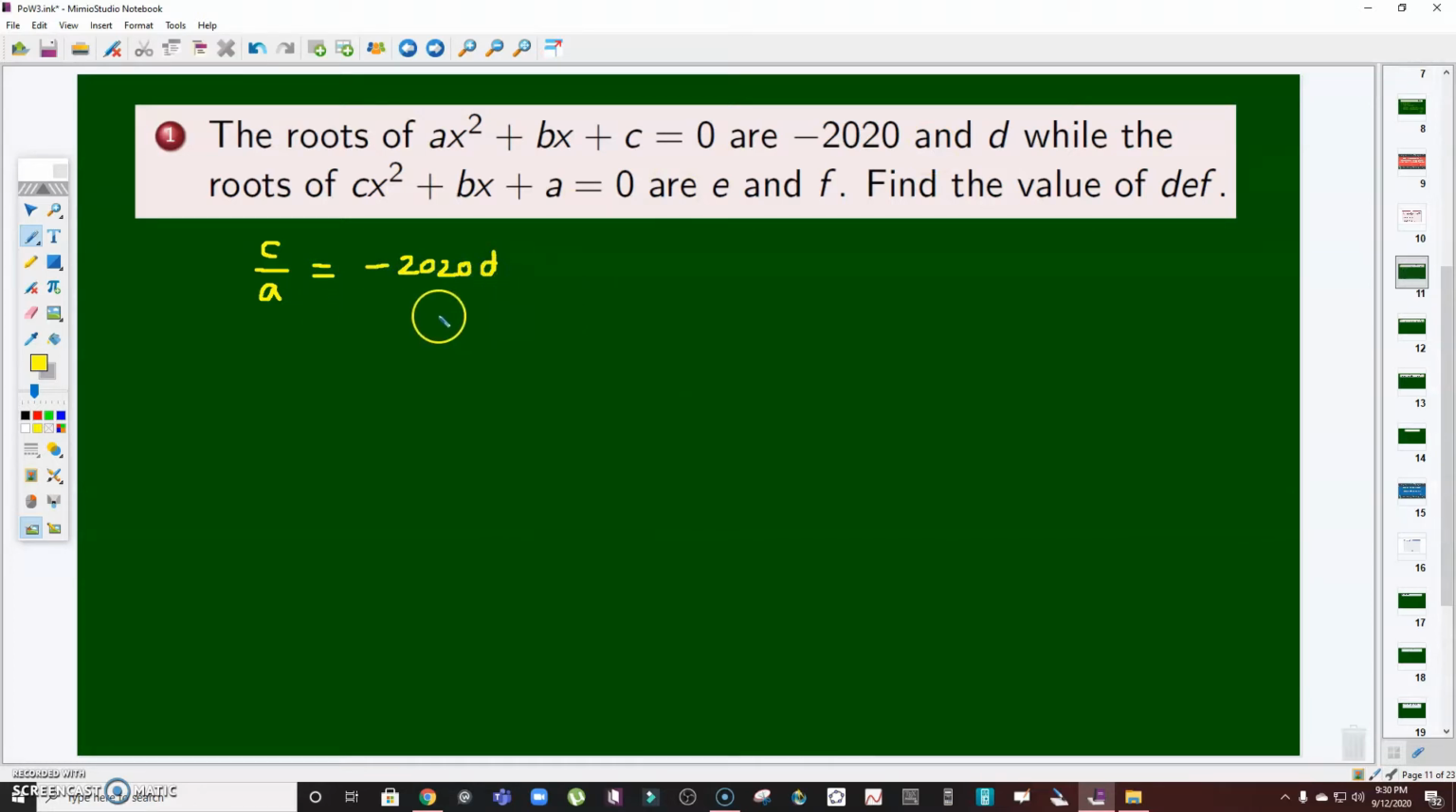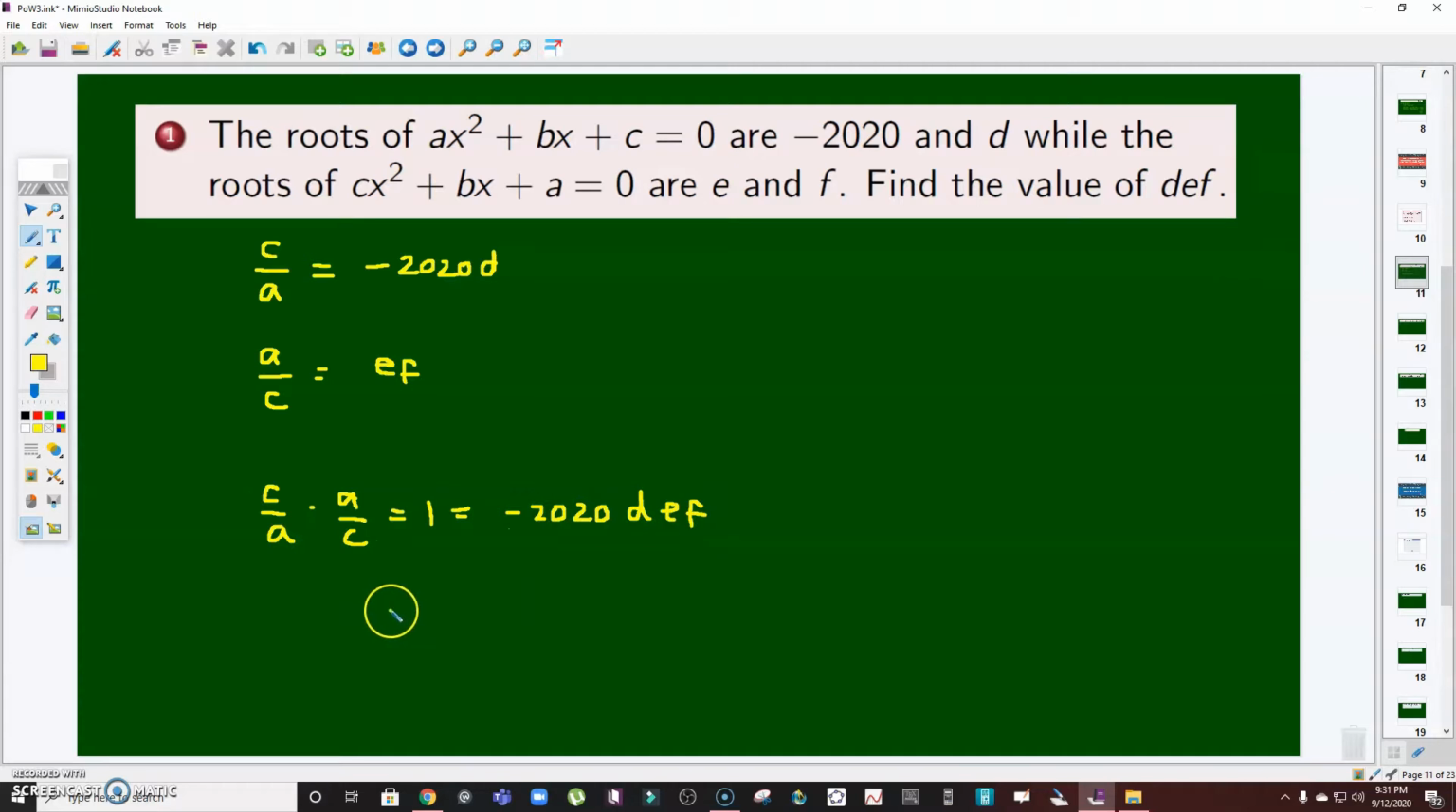See that? Okay. Similarly, here, since the places of the constant and the coefficient of the quadratic term are switched, what we're going to have here is a over c, which is equal to the product of the two roots, which is e times f. See that? Okay, there you go. So since we're after the product of d, e, and f, all you have to do is to multiply the right sides and multiply the left sides. So that is c over a times a over c, definitely that's equal to 1, which is equal to negative 2020, 2020 d times e times f.